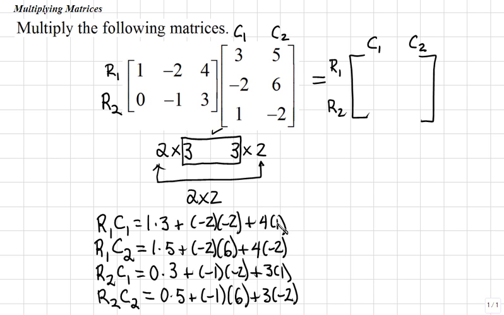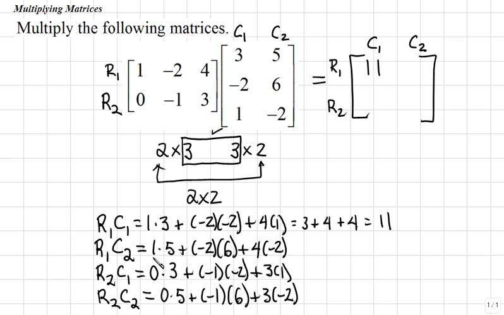Now that we've found these results, let's simplify to a numeric answer. So for row 1, column 1, multiplying our expressions together, 1 times 3 is 3, plus negative 2 times negative 2 is 4, plus 4 times 1 is 4. 3 plus 4 is 7, plus 4 becomes 11. So row 1, column 1 will be the result 11.